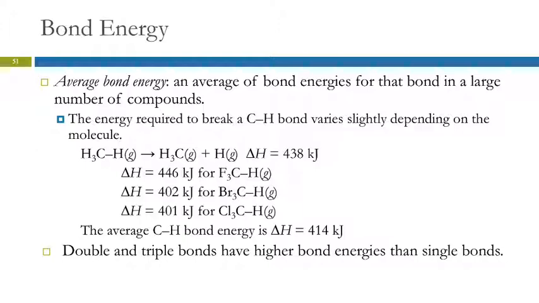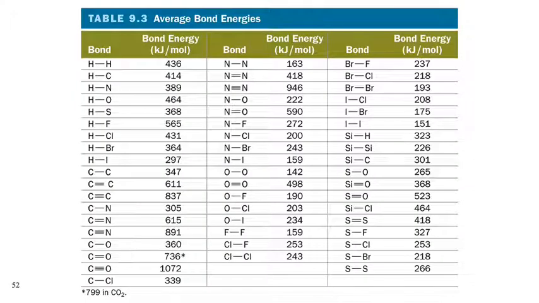A double bond is going to require more energy to break than a single bond, and so it has a higher bond energy. A triple bond has a higher bond energy than a double and a single. So you don't memorize bond energies, you look them up in a table. Here's a table from your textbook, and it shows a bunch of different bonds and their bond energy in kilojoules per mole. So this is the amount of energy in kilojoules to break a mole of those bonds, Avogadro's number of the bonds.